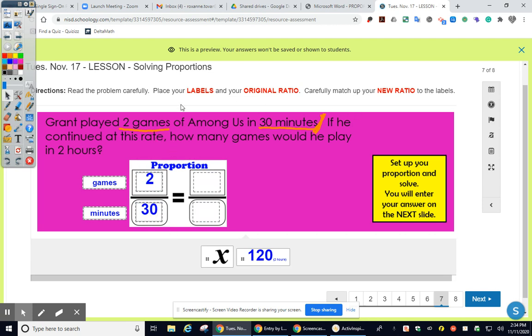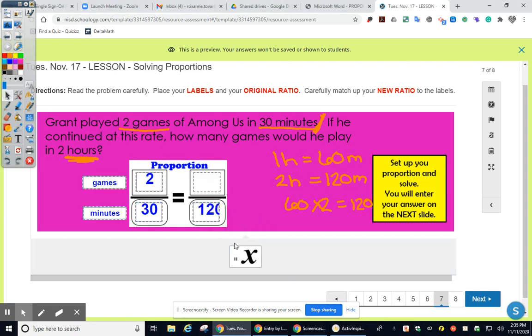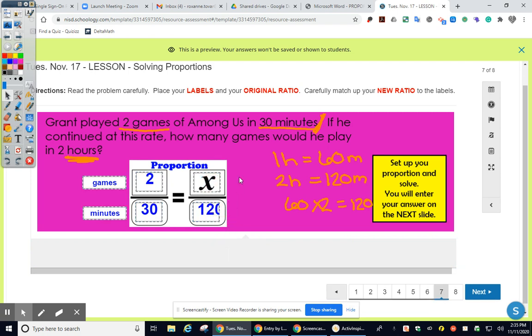Now it says, if he continued at this rate, how many games would he play in 2 hours? Notice hours is not a label, but hours can be converted to minutes. Remember, 1 hour equals 60 minutes. If we want 2 hours, then we would just do 60 plus 60, which is 120 minutes. Or you could simply do 60 times 2, which is still 120 minutes. Anyhow, we're going to put the 120 next to the minutes, and we're going to put our x up top.